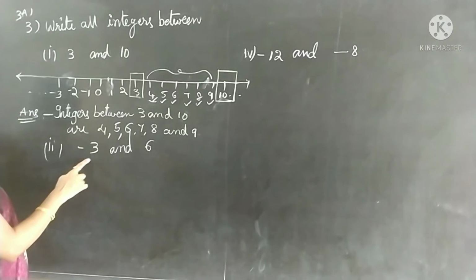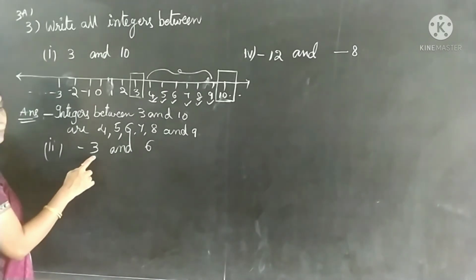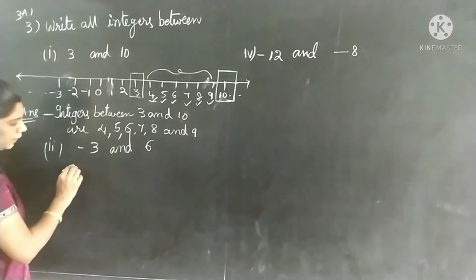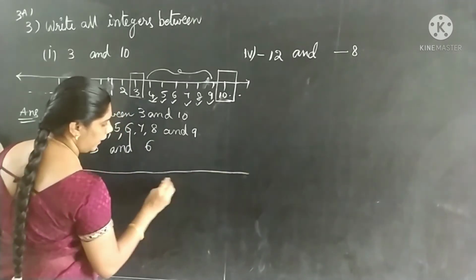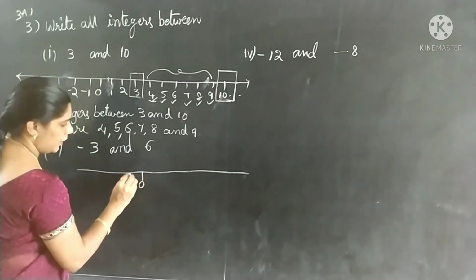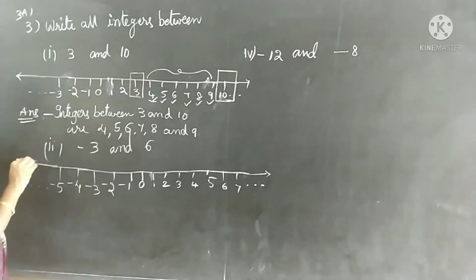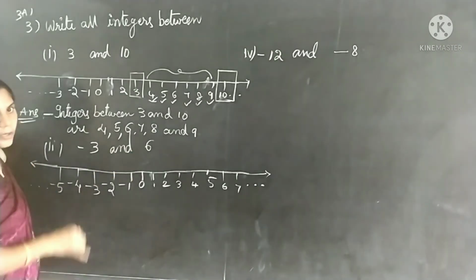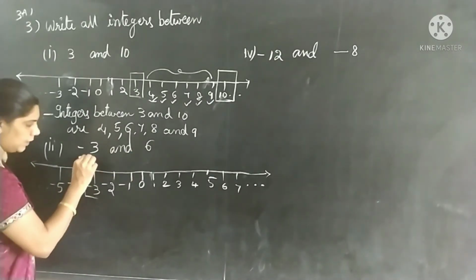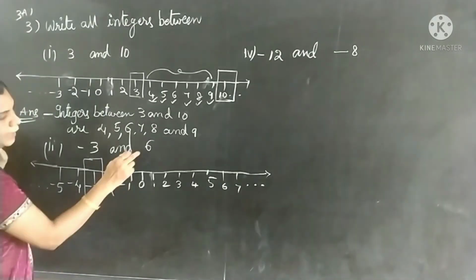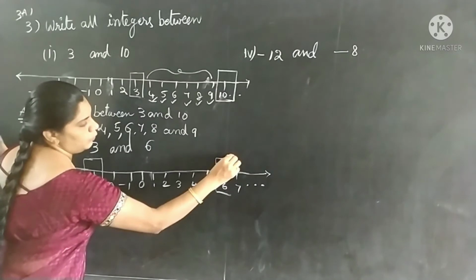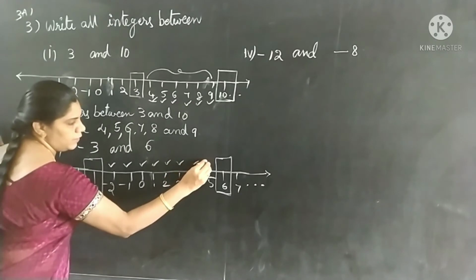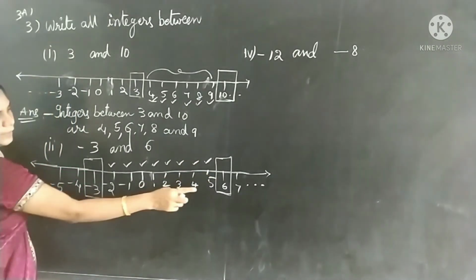Now see the next one, minus 3 and 6. We have to write the numbers between minus 3 and 6. Again, first draw the number line, taking both sides. First locate the numbers. Minus 3 will be on the left hand side and 6 will be on the right hand side. So 1, 2, 3, 4, 5, 6, 7, 8. These are the numbers we have in between minus 3 and 6.